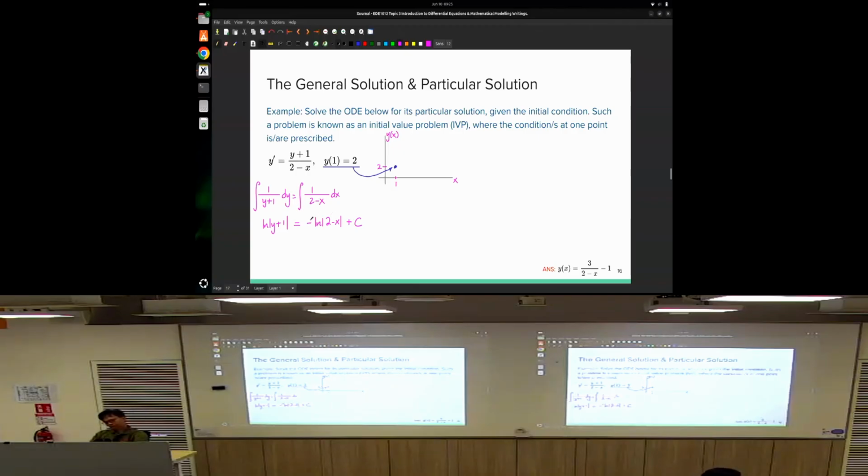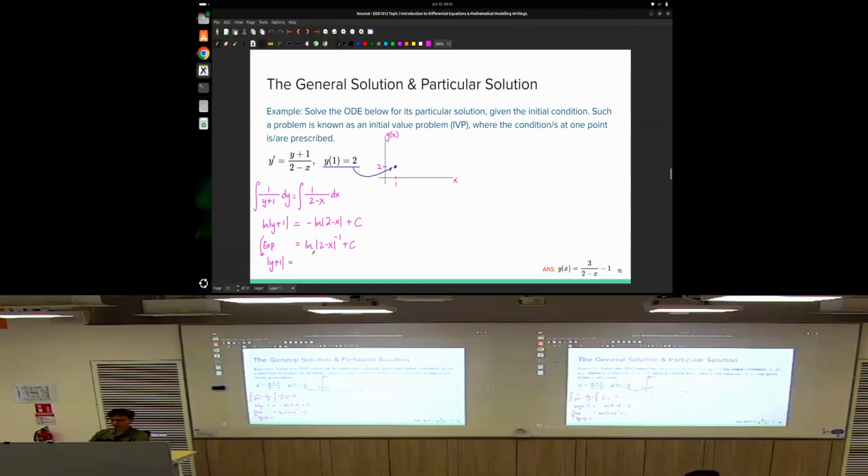Then what you want to do is to isolate the y term because that is your solution. So you exponentiate both sides. You're going to get modulus of y plus 1 equals to, and when you exponentiate here, you have to be careful, because there's a minus here. So this minus can be brought up to the exponent. Hence this is actually ln of 2 minus x to the power of minus 1, which is just 1 over 2 minus x.